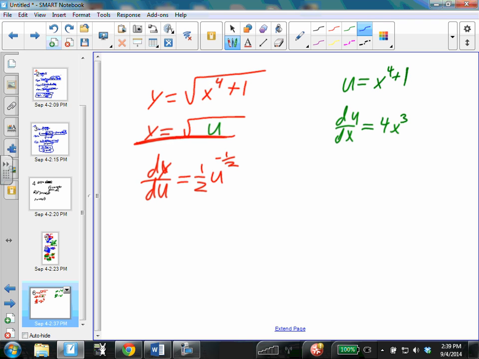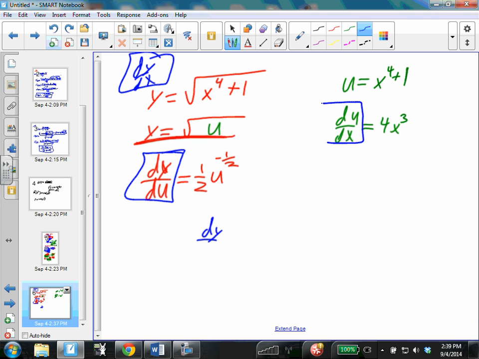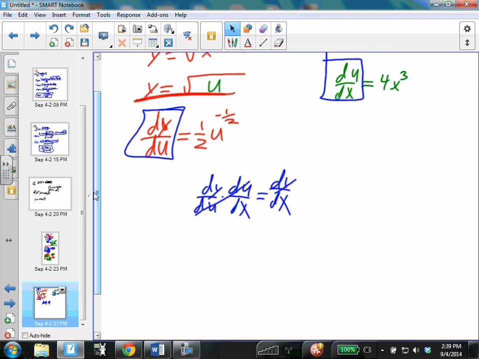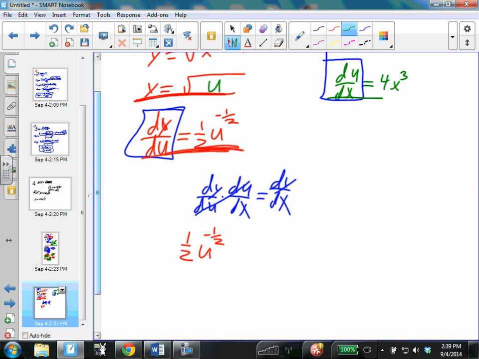And now remember, what I'm going to do is take dy, what I really want, right? The whole thing of this problem is trying to find dy dx, okay? Well, I have a dy du and a du dx, so I'm going to multiply them together. My change in y with respect to u times my change in u with respect to x. And if I do that, you can see my changes in u will cancel one another out, and I'll get my change in y with respect to change in x. So let me actually do that. Change in y with respect to u is right here. It's 1/2 u to the negative 1/2 times my change in u with respect to x is here. It's 4x to the third power.